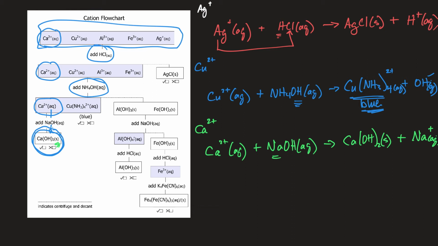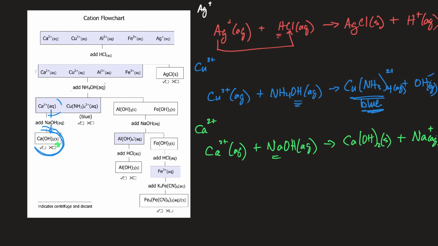I'll maybe do one more. Let's do the iron one. Iron, we'll go red. Let me erase stuff. All right, iron. So iron is here. When you add hydrochloric acid, nothing happened to it, right? But when I added ammonium hydroxide, I got this iron hydroxide complex.